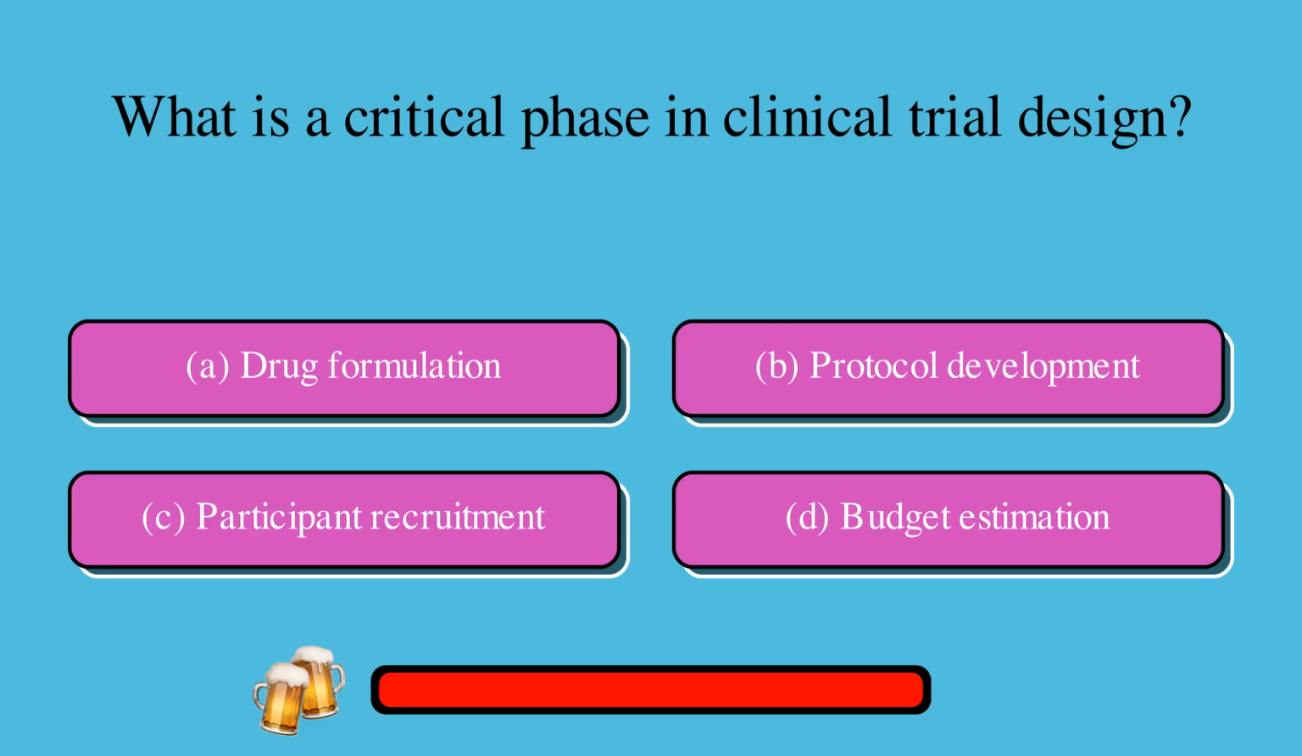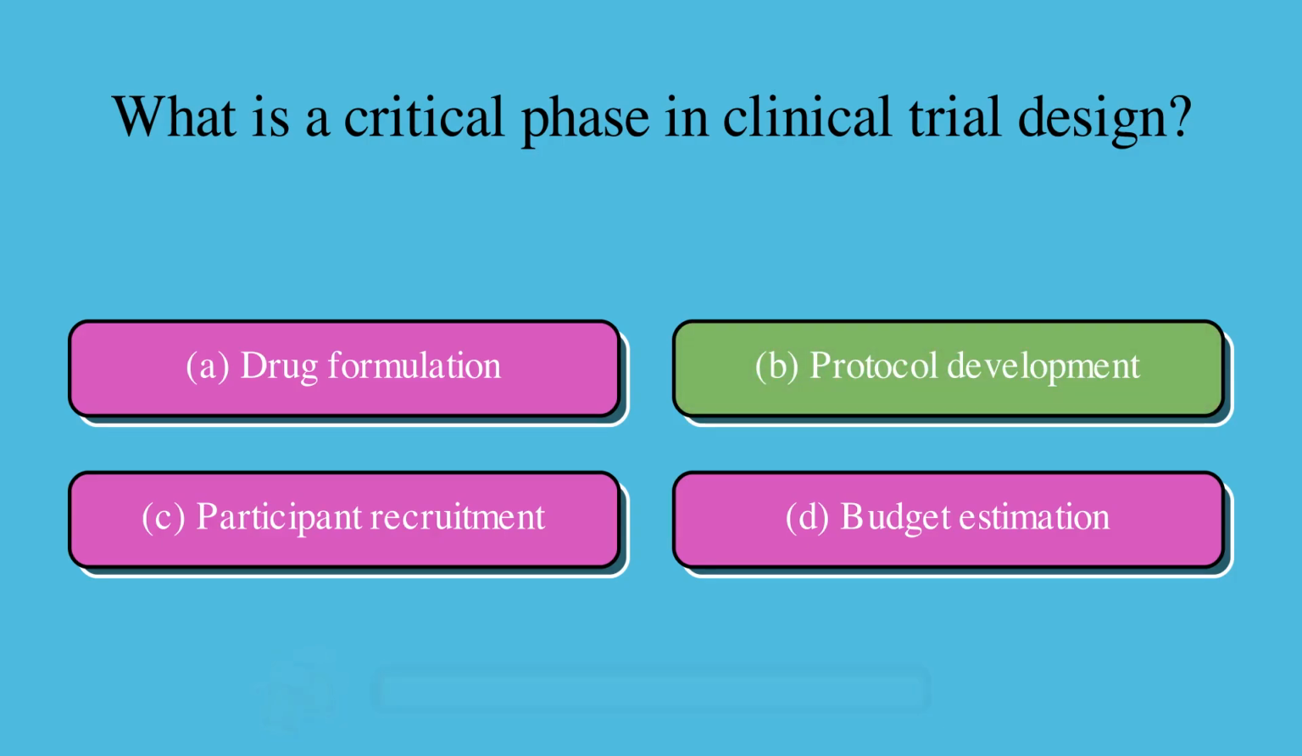What is a critical phase in clinical trial design? A, drug formulation, or B, protocol development, or C, participant recruitment, or D, budget estimation? The correct answer is B, protocol development.